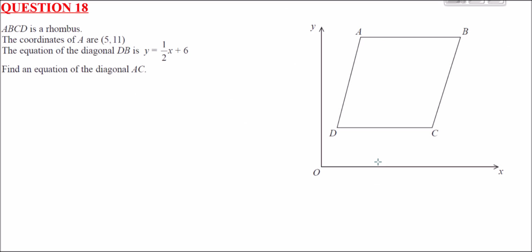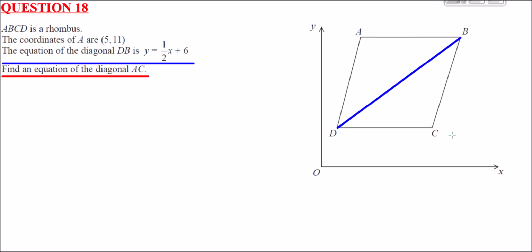Question 18. ABCD is a rhombus. The coordinates of A are 5, 11, and the equation of the diagonal DB is y equals a half x plus 6. Find an equation for the diagonal AC. So what I'm going to do here is just pick out this information and add it to the diagram. So the diagonal from D to B, which goes from here to here, that's y equals a half x plus 6. We're interested in the diagonal AC, which goes from A to C, like so.